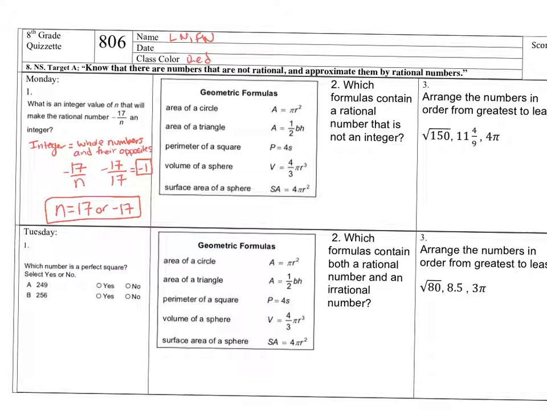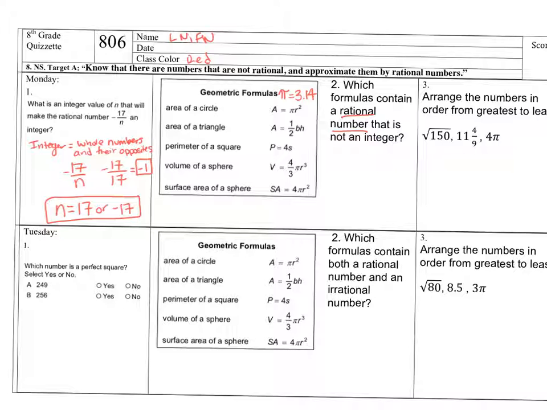So I remind you that the value of pi is 3.14. It's actually approximately 3.14. Pi technically never ends and repeats itself and never has a pattern, but it goes on forever and ever. But for all intents and purposes, when we're solving for the area of a circle, we use 3.14. So the question asks, which formulas contain a rational number that is not an integer?